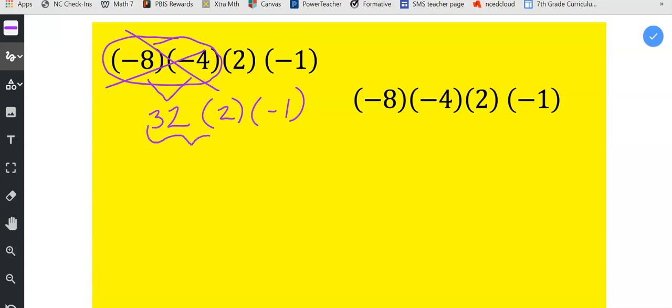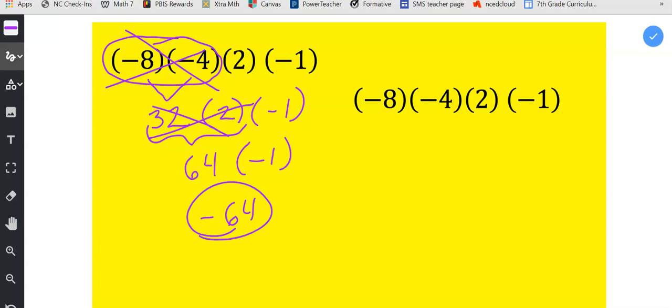Then we would just focus on 32 times 2, which would give us 64, and then we would bring down that -1. Then 64 times a -1, unlike signs, you get a -64.